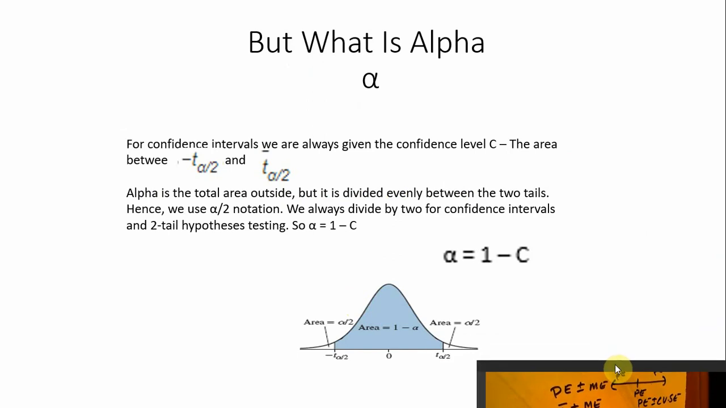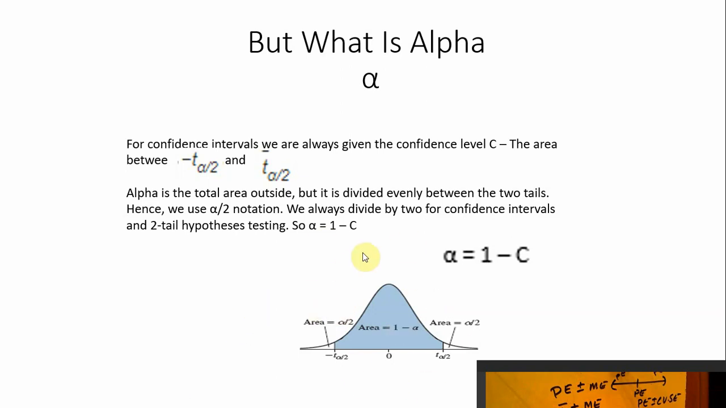So for confidence intervals, we're always given the confidence level C, and the area between negative T alpha over 2 and T alpha over 2 is the confidence level. So that's the area C in there. And then alpha is the total area outside. So this would be the C on the inside, and the stuff on the outside is the alpha. But if I'm doing two tails, half of the area is on one side, half of the alpha is on the other side. So we always do this to build in confidence.